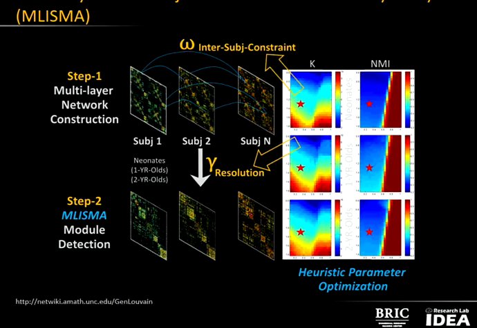So let's introduce our method stepwise. Firstly, we construct a multi-layer network by adding the interlayer functional connectivity. Here we use omega to control the inter-subject constraint. We also have another parameter, gamma, which controls the resolution of the module detection, or the number of modules being detected. We use heuristic parameter optimization to avoid determining these very important parameters randomly, because when you determine the parameters in an arbitrary way, it will affect the result.